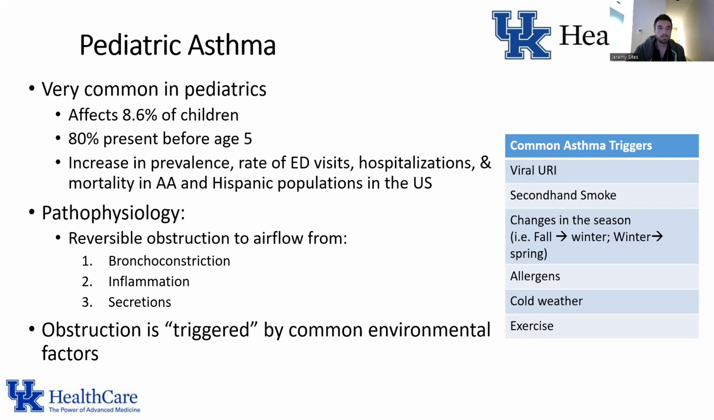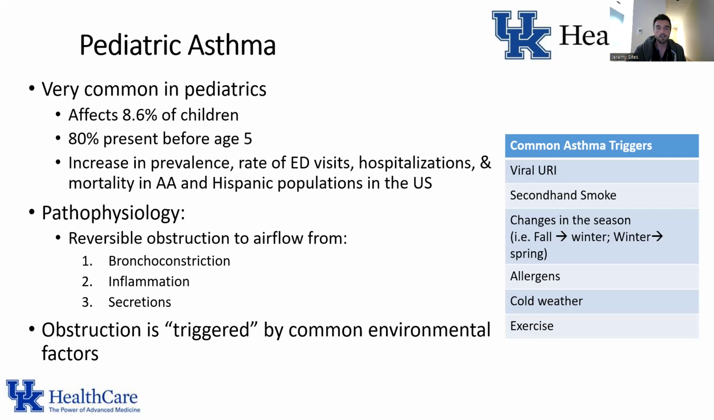Kind of going back to some of the epidemiology here, we talked about how common it is. It affects nearly 10% of children. 80% of those will present before age 5. And then we see certain populations seem to be more prone to asthma exacerbations than others, particularly the African American and Hispanic populations, which tend to have a higher rate of asthma exacerbations than other groups.